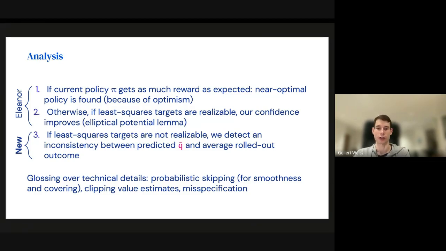And also to make everything precise, you need to clip the value estimates. And also in the paper, you will find details on how to handle misspecification when the qpi isn't exactly realizable. But for the purposes of this talk, I'm glossing over all of those details. And I hope that the rest is captured properly.